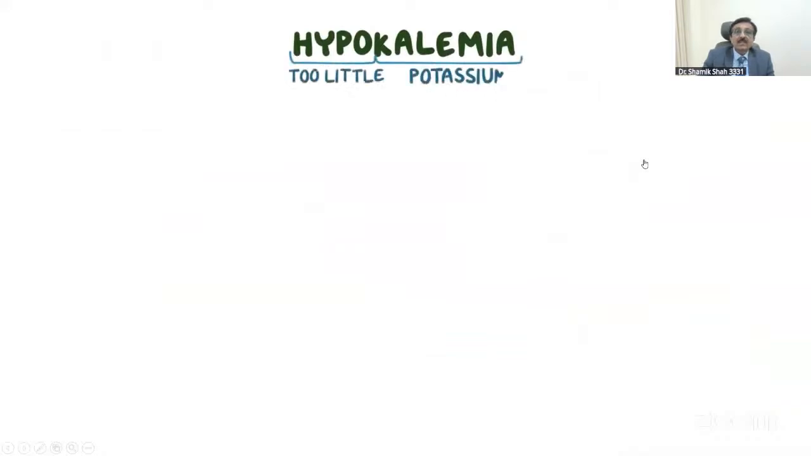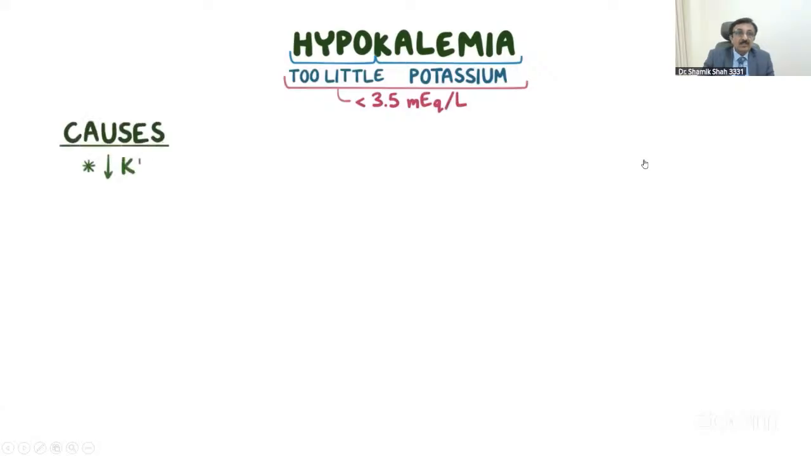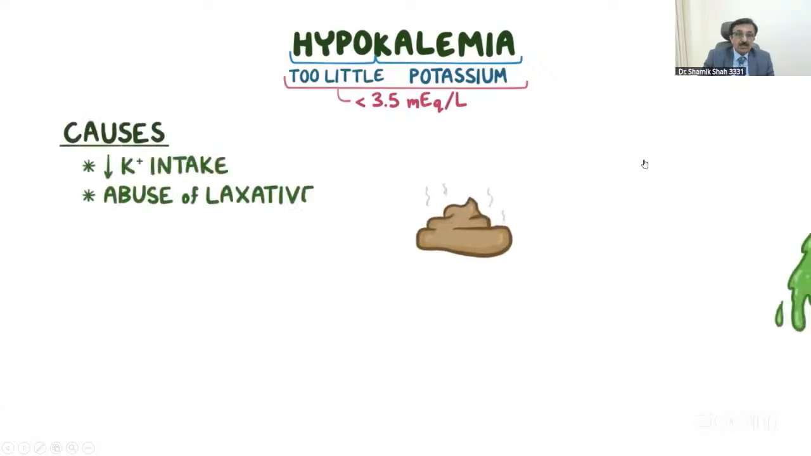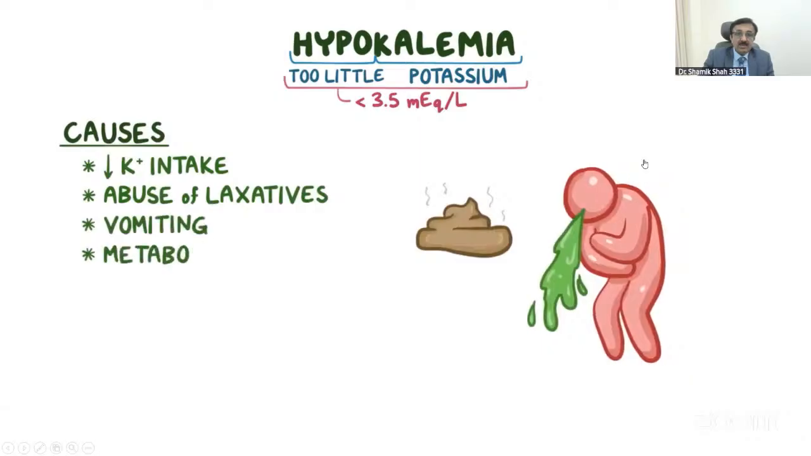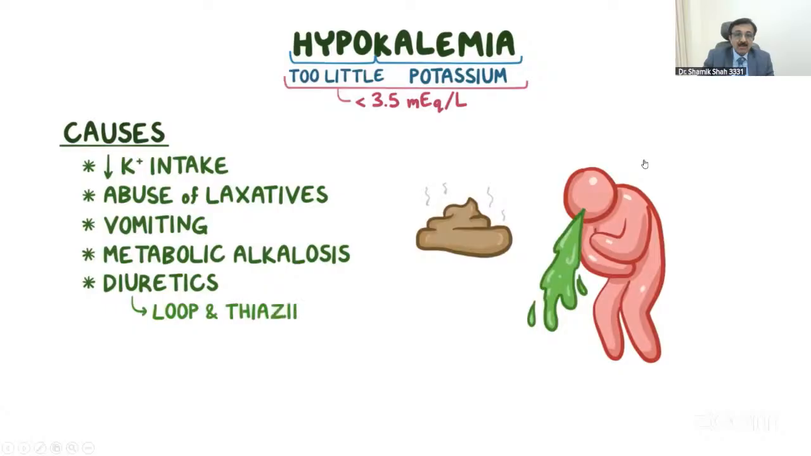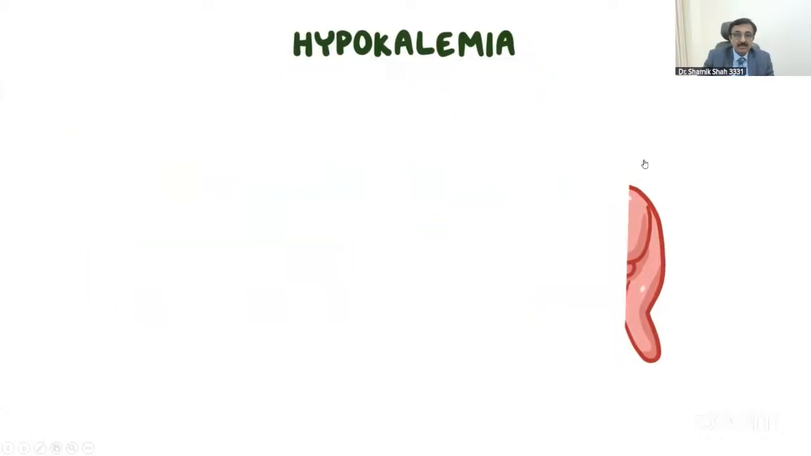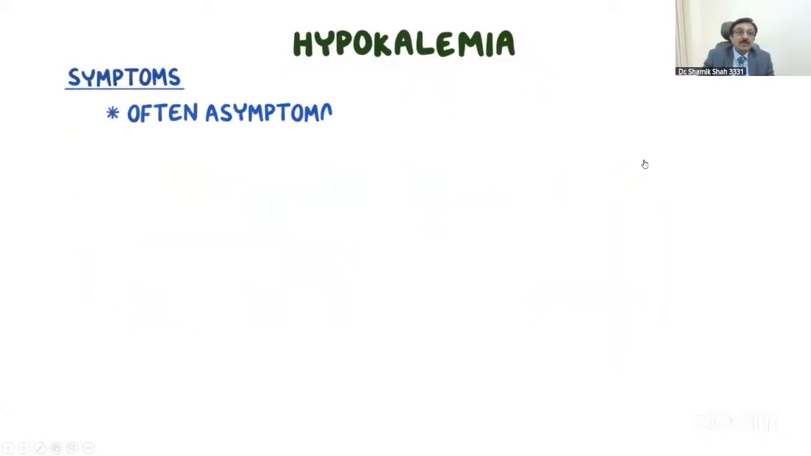So now, when we say hypokalemia, we say that the potassium is very little, or less than 3.5 milliequivalents per liter in the blood. Causes, as we already saw, are reduced potassium intake, abuse of laxatives, vomiting, metabolic alkalosis, and diuretics like loop and thiazide diuretics, right?